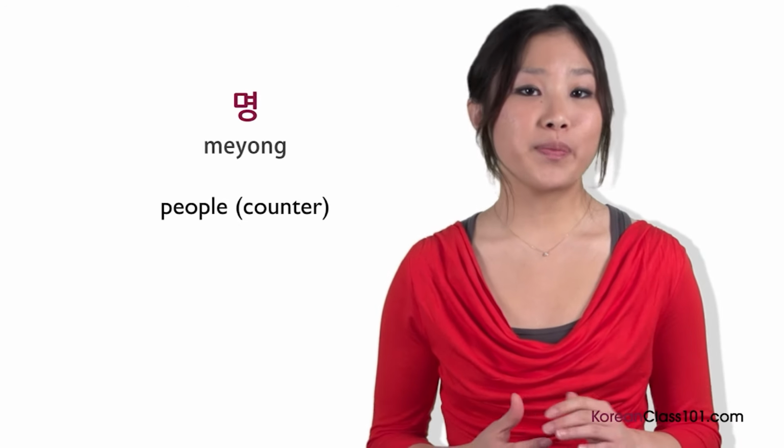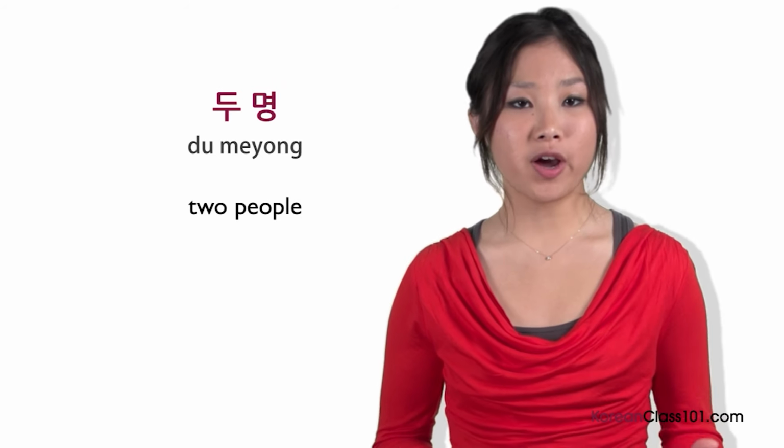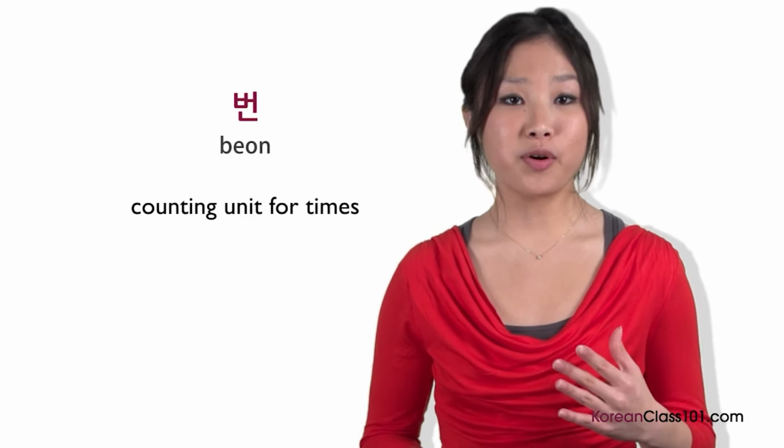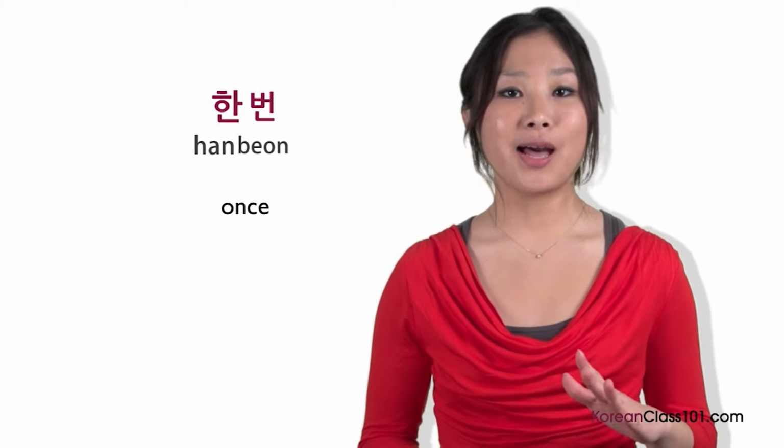Now it's time for Amy's insights. Here are some other suffixes used to count things. 명, for people. 한 명, 두 명. 번, for the number of times something happens. 한 번, 두 번.